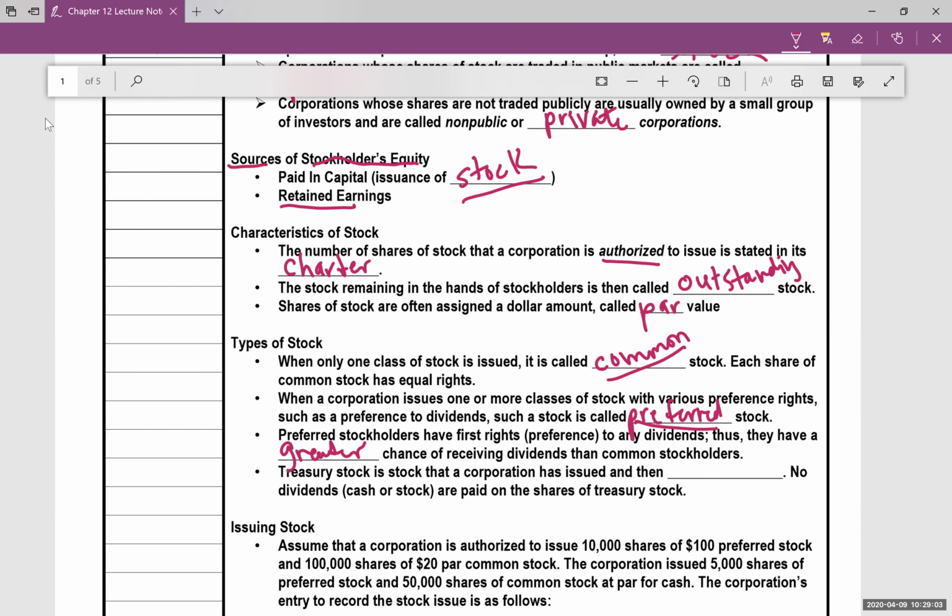Treasury stock is the third type of stock that we're going to talk about. It is stock that a corporation has issued and then buys back. Here we'll put reacquires, or they've reacquired the stock. No dividends are paid on the shares of treasury stock.